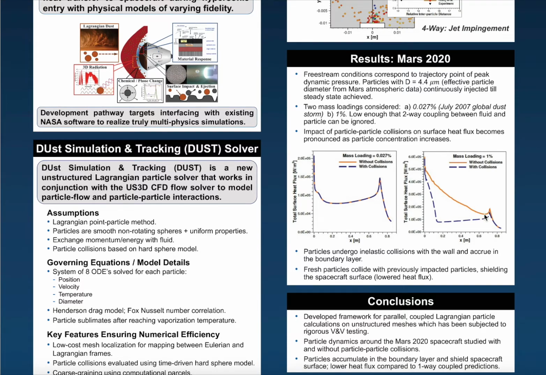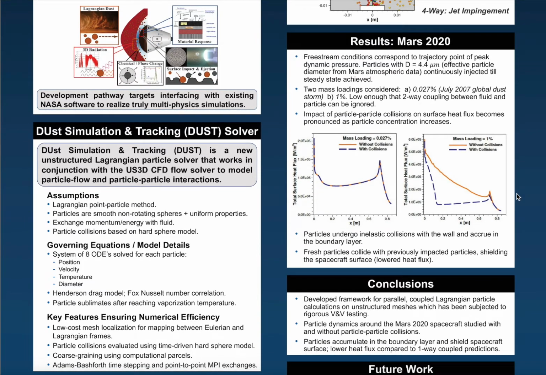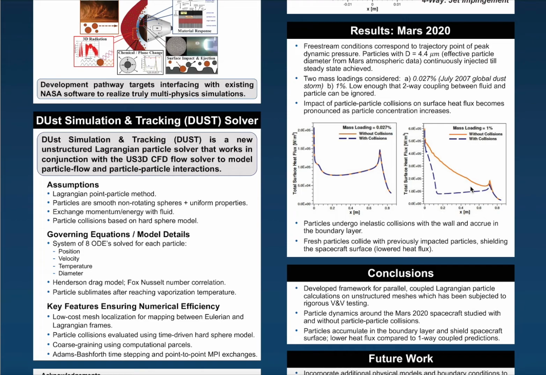So the left figure corresponds to the lower mass loading case, and the right figure corresponds to the higher mass loading case. And we are trying to predict the total surface heat flux with and without particle collisions. And what ends up happening is for the higher mass loading, there is a distinct difference between the two predicted values.